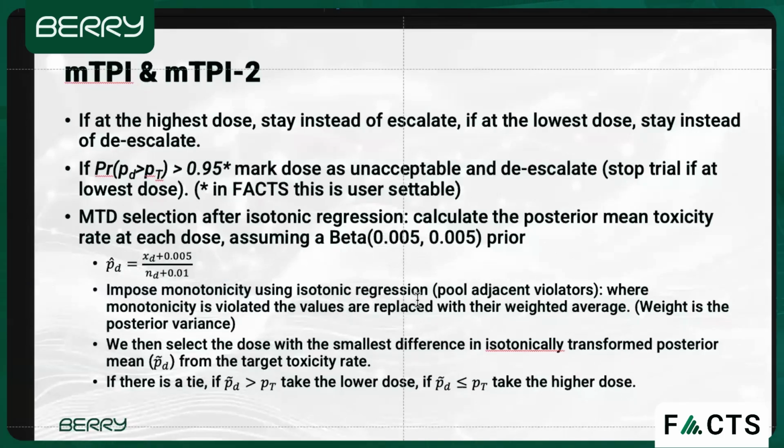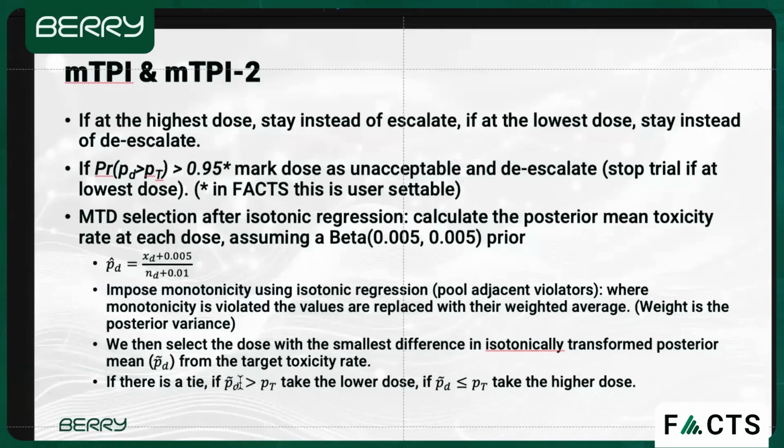And then the isotonic regression uses the adjacent violators rule, where if for any dose you've actually got a higher toxicity rate on the lower dose than the higher dose, you simply replace both values by the weighted average of the two sets of data. And the weighting is done using the posterior variance. So from those isotonically transformed means, we simply take, as I said, the dose where the rate is closest to the target toxicity rate. Could be above it, could be below it.